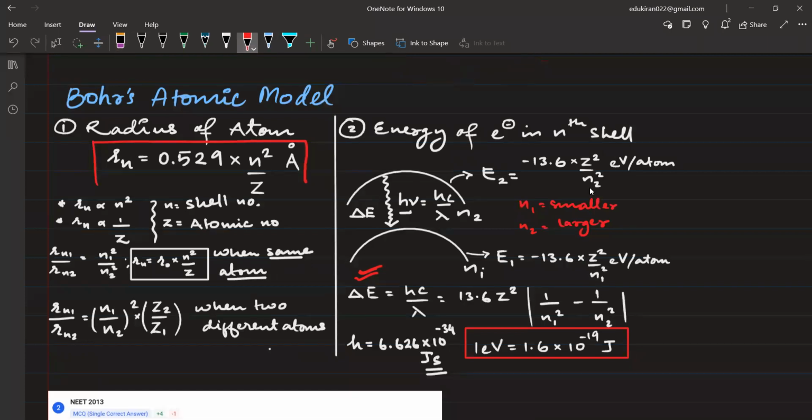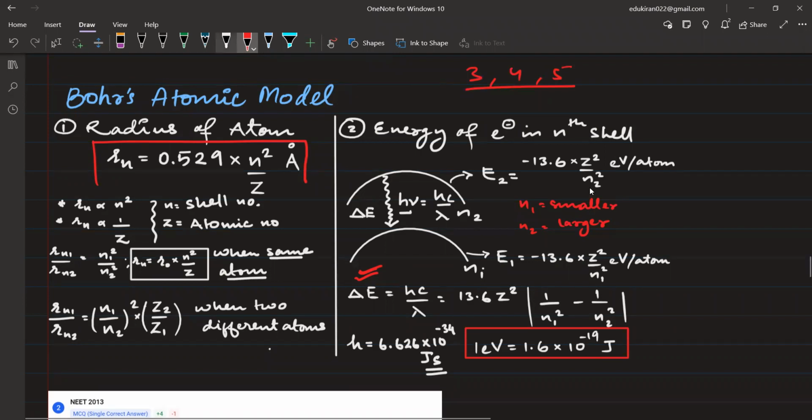Now Rn is equal to 0.529, this is a constant, into n square, n square means जो भी जिस भी shell number के बारे में आप बात करना चाह रहे हैं, third shell का निकालना है आपको, fourth shell का, fifth shell का, जिस भी shell number का निकालना radius, आपको उसका radius मिल जाएगा, divided by z, z is the atomic number, ठीक है, तो atomic number will be different for hydrogen, helium, lithium, beryllium and so on, okay.